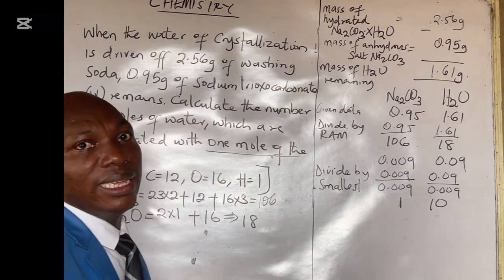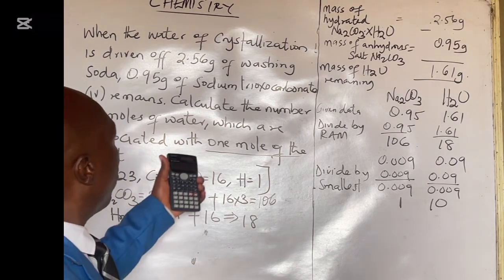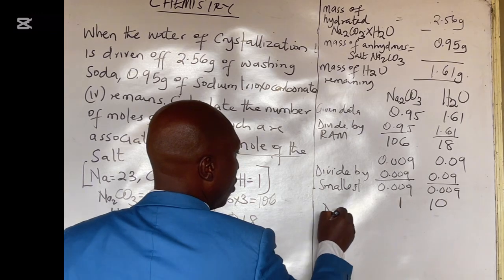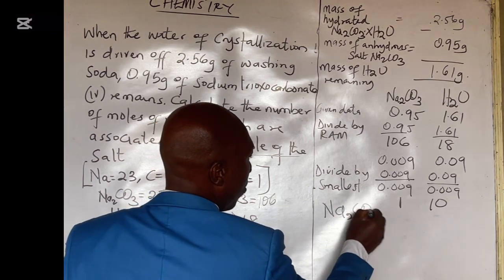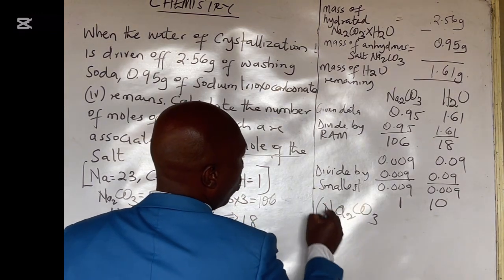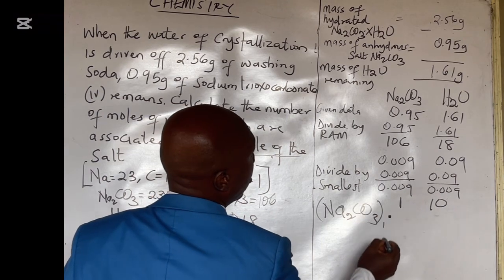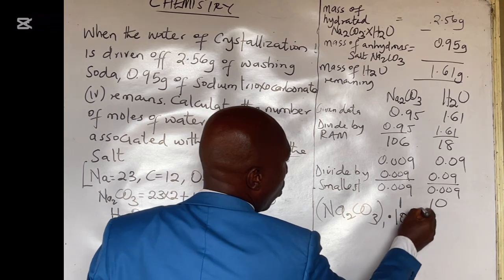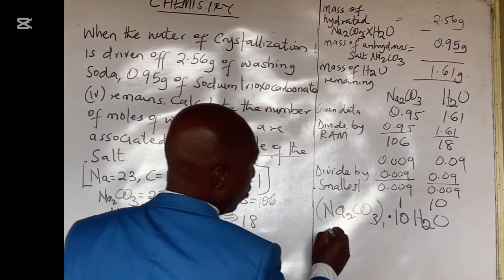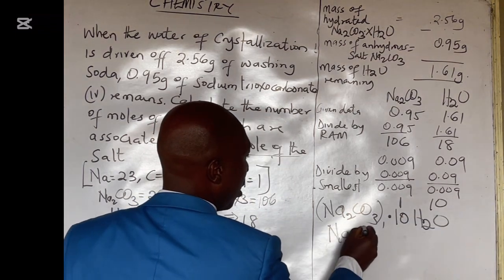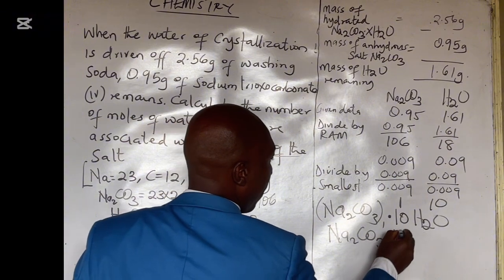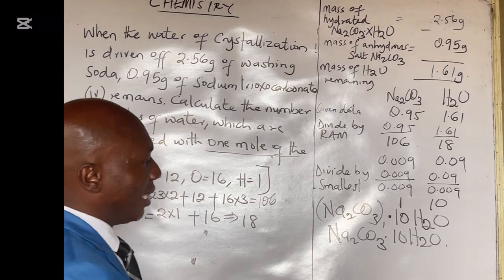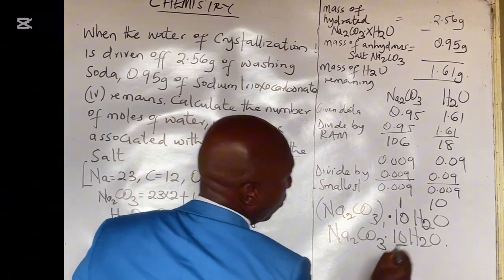So we want to write the number of moles of the salt. We have sodium carbonate having 1, but since it's water of crystallization, we have 10 water. So we write it very well: sodium carbonate decahydrate. So the number of moles of water associated with the salt is 10.